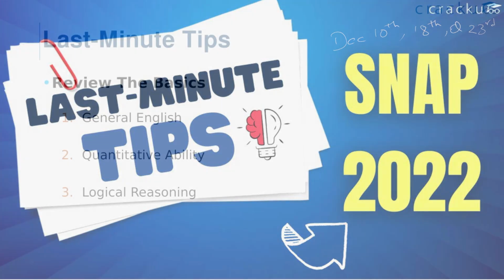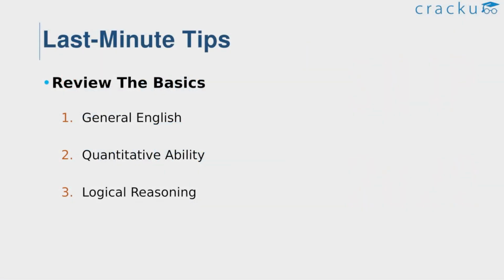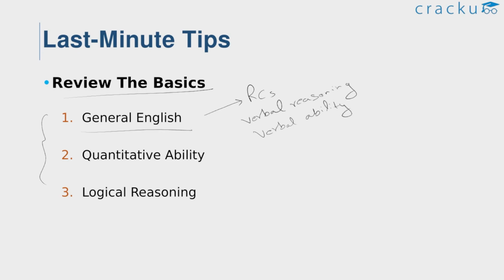So let's get started. The first thing that you should do in these last few days is reviewing the basics. Now let us have a look at the section wise topics that you must focus on from each section. Firstly, we have General English. We know that the topics tested here are RCs, verbal reasoning and verbal ability. There will be 15 questions in this section for 15 marks.